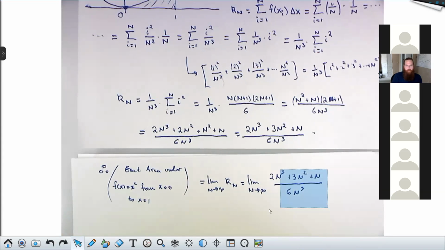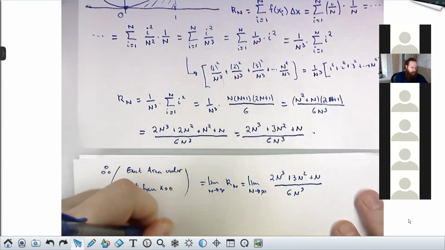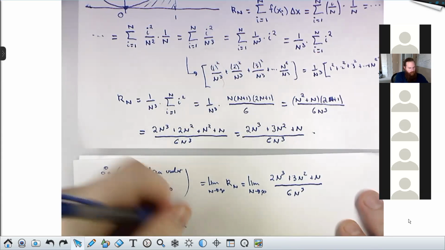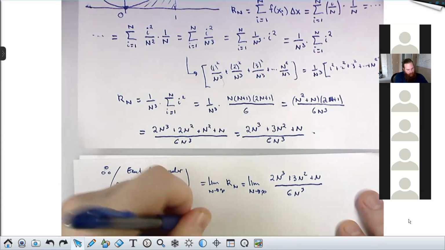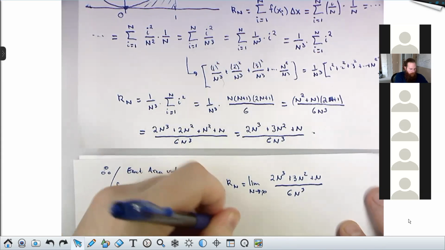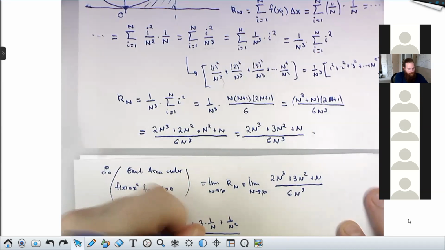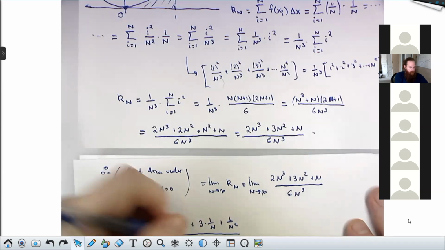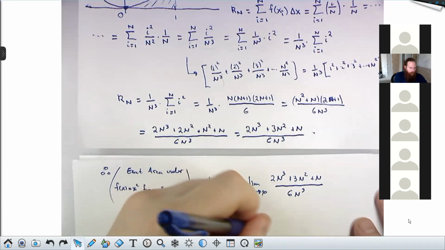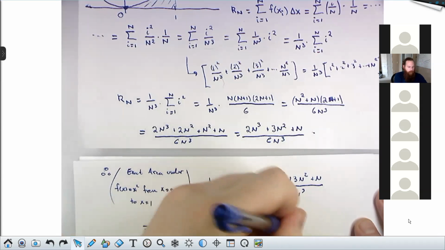And the way we calculate a limit like this, you can divide top and bottom by n cubed, the largest power of n, in case you don't remember from section 2.6. That would give you 2 plus 3 times 1 over n plus 1 over n squared, all divided by 6 times 1, right? Yeah, just 6. Now as n goes to infinity, this piece goes to 0, this piece goes to 0, so you just get 2 over 6 or 1/3.